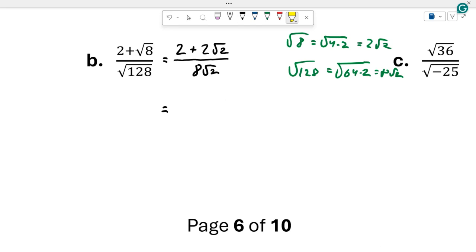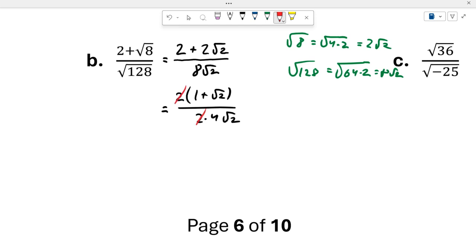And if you don't see that all 3 terms have a factor of 2, as an intermediate step, this next step is not really necessary, but it might help you see it. If you factor out a 2 from the numerator, you're left with 1 plus root 2, and then the denominator is, the 8 you can rewrite as 2 times 4, all right? And now you can see that the 2's are going to cancel.